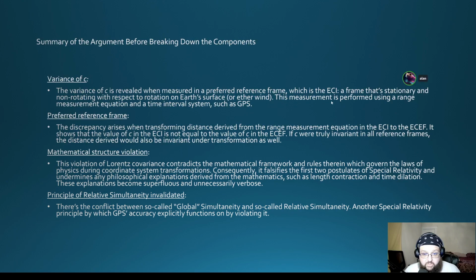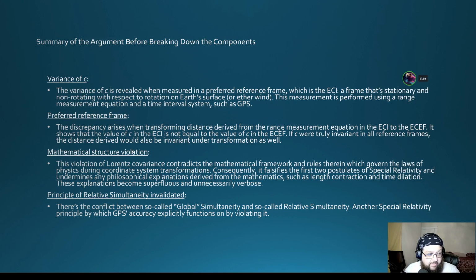So this measurement is performed using the range measurement equation in a time interval system such as GPS. We're going to get into how GPS works and how all this applies and how this shows the varying speed of light in a preferred reference frame. The discrepancy arises when transforming the distance derived from the range measurement equation in the ECI to the ECEF or anything really. So we'll get into that. It shows that the value of C is not equal to the value of C in the ECEF. If C were truly invariant in all reference frames, then the distance derived under transformations would also be invariant. So this is a huge problem, and as we move forward, I'll get into why.